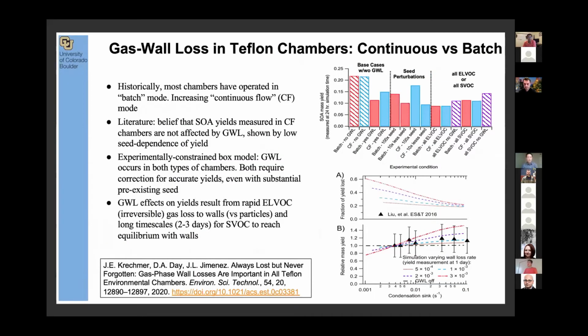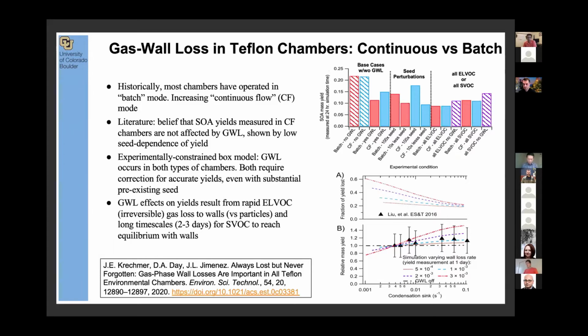Thank you. So this slide is about a paper that we published this year about gas wall losses in Teflon chambers. It's been well known for a while that batch chambers have significant losses, but there were some more recent papers suggesting that chambers that run in a continuous mode do not suffer from these losses. And we've looked at it with a model and basically showed that that is incorrect. So the bar plot on the right shows you the dash bars are the cases without losses, and the fill bars are the cases with losses. And you see that there are differences depending on the specific case, but they are always lower than what you would have if you didn't have walls.